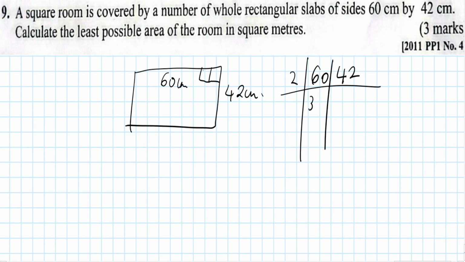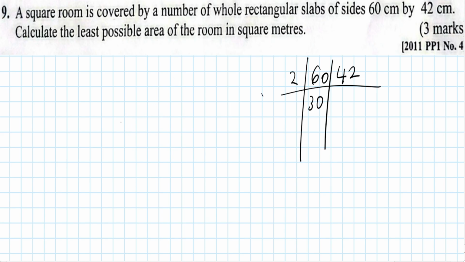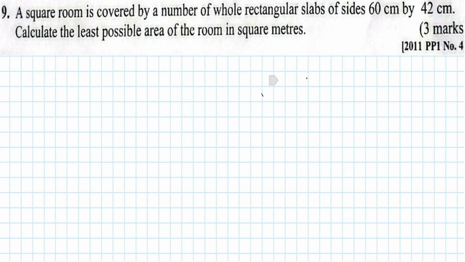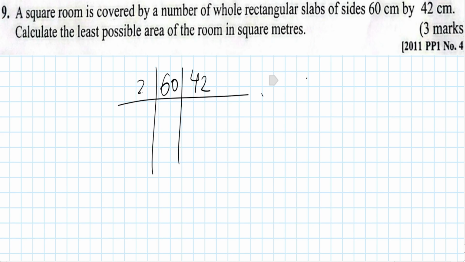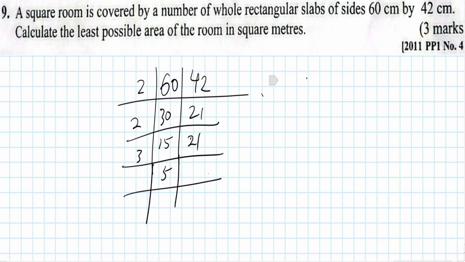So divide by 2 is going to give us, is it a rectangular square room is covered. Oh, I'm forgetting myself. Right, let's continue. I think so, let me do this. LCM of 60 and 42: divided by 2 gives us 30, and 21. Divided by 2 again gives us 15, then this one is 21 still. Divide by 3 now gives us 5 and 7. Then divide by 5, 1, 7. Then divide by 7. Lastly, it should give you 1 and 1.